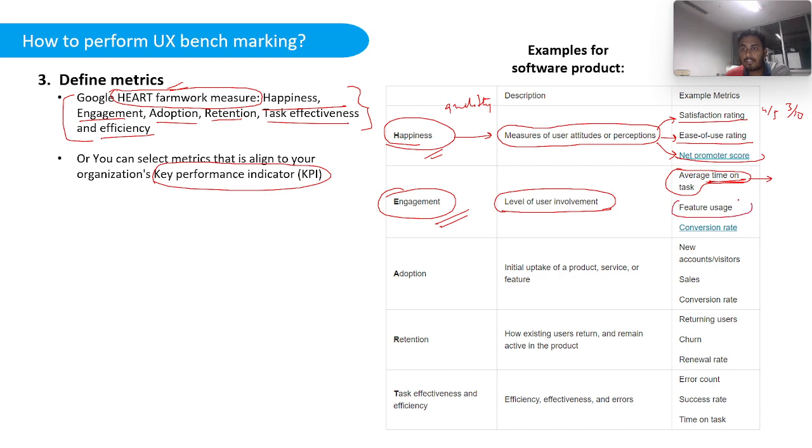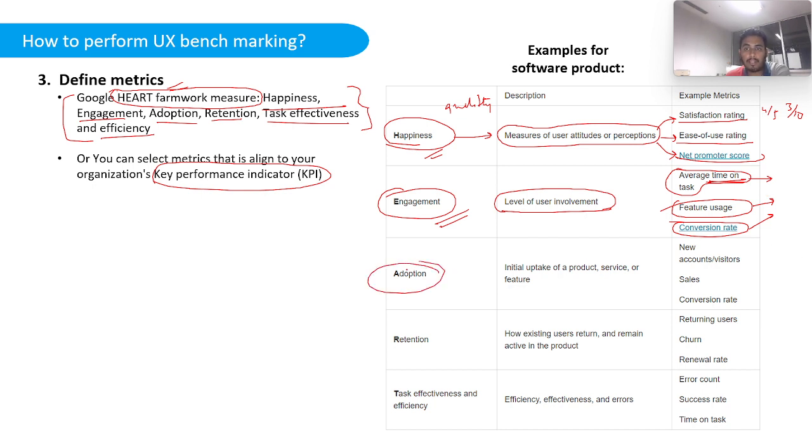Feature usage. The more features used, that means the user finds the interface important and is actually exploring. Conversion rate: if it's a chatbot, and you are talking more, you will know that the particular chatbot is more engaging. So these are various ways we can do it.